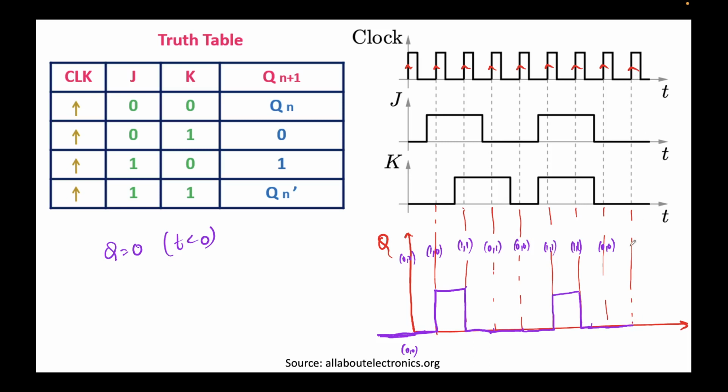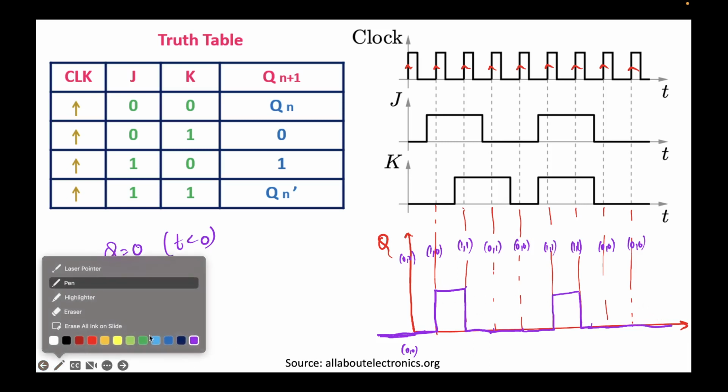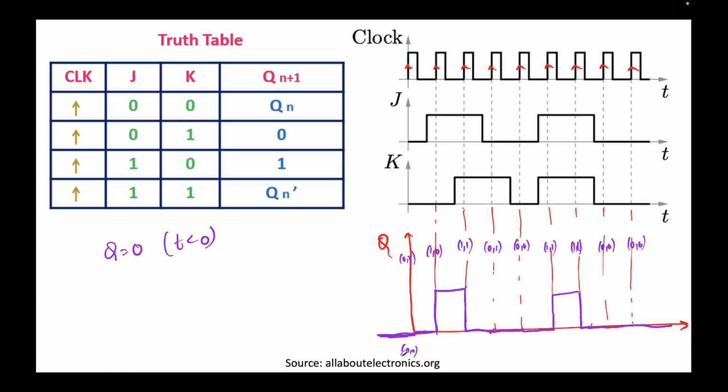And again on this edge, again 0 0. 0 0 again means no change, as you can see in the first line of the truth table. So no change means initially 0, finally also it will remain 0. So this is the waveform that we have obtained for the output of this JK flip-flop for these given inputs and clock cycle.